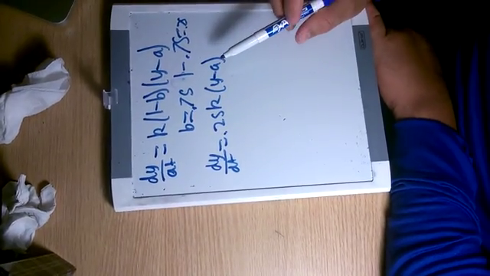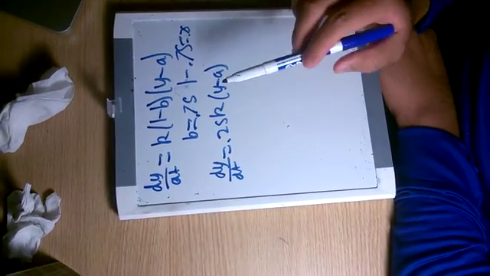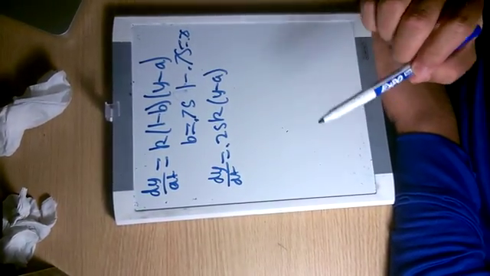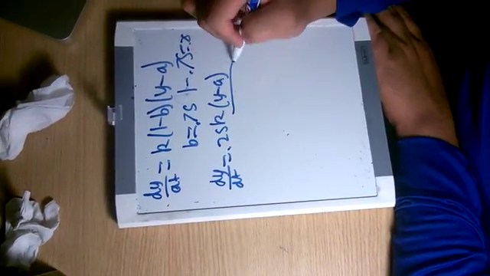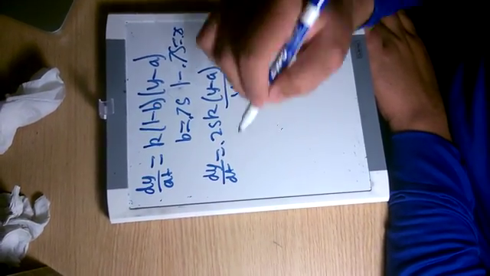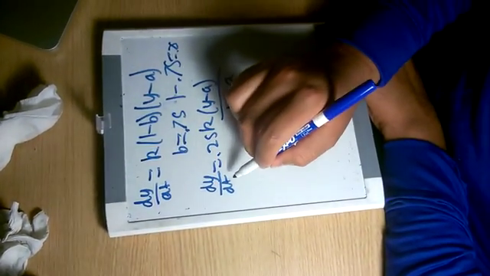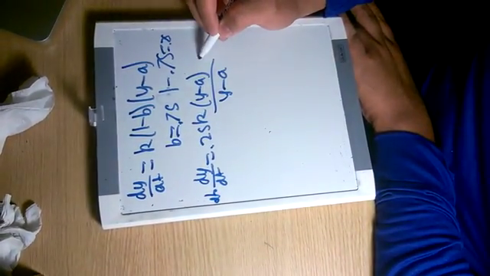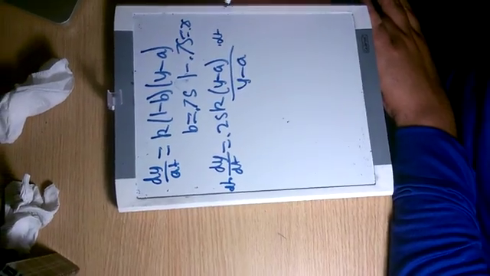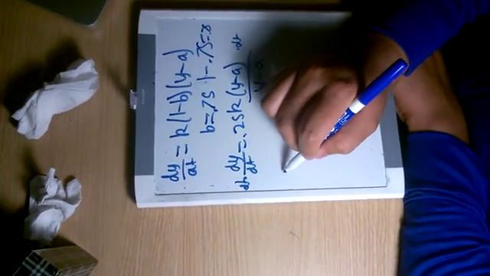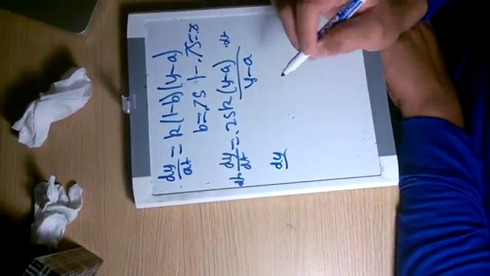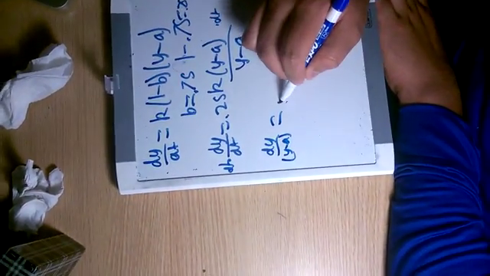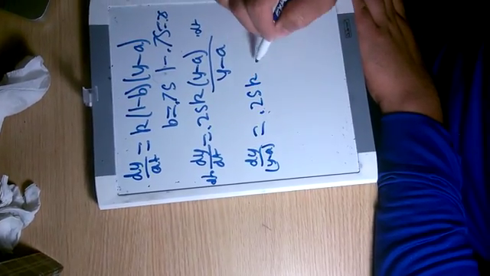Alright, so now we need to separate the variables. We want y with the dy and we want the dt on the right side. So the first thing we're going to do is divide both sides by y minus a so we can move it over to the left side, and multiply both sides by dt so we can move dt over to the right side. Our equation will look like dy/(y - a) = 0.25k dt.